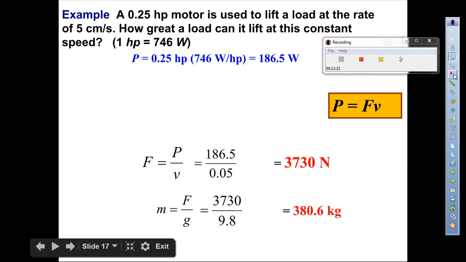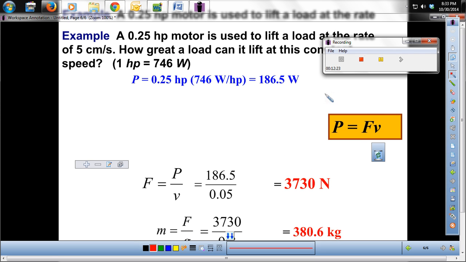And I'll try to show you where that came from. Let's see if it's going to, yeah, there we go. Alright, so power is work over time. Work is force times distance. Distance over time is the same thing as velocity. So that's where that came from.